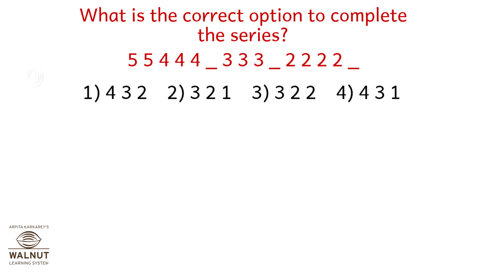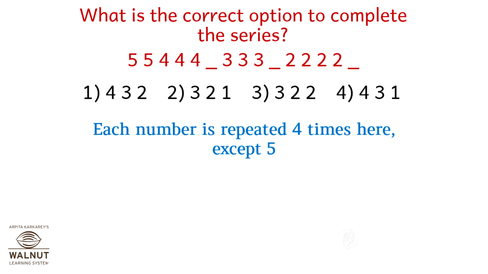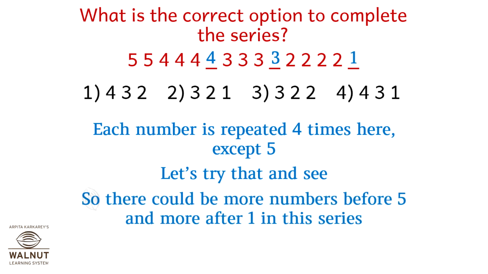Let's move ahead. What is the correct option to complete the series here? Each number is repeated 4 times here, except 5. Let's try that and see. So we have 4, 3 and 1. So there could be more numbers before 5 and more after 1 in this series. Do we have this option 4, 3, 1? Yes. So option number 4 is the correct answer.